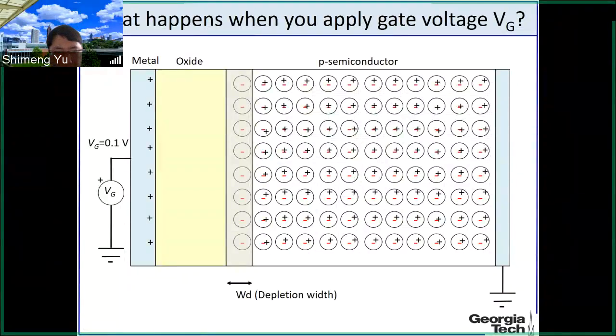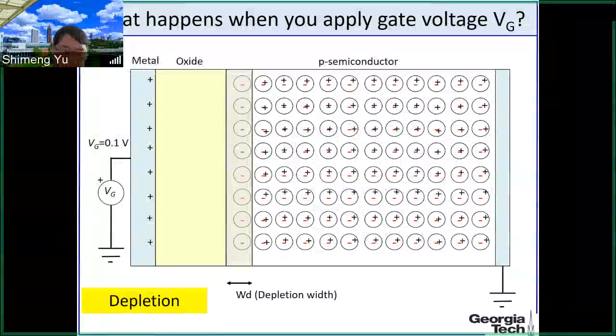And we call this depletion. Okay, the surface of the silicon now is depleted because there's no free carrier. So this is the depletion region, and this is the depletion width, WD.